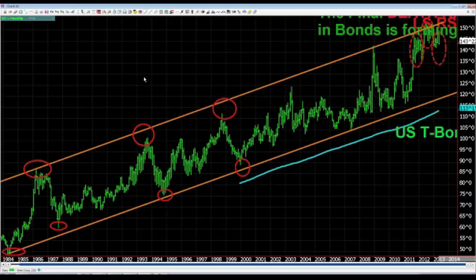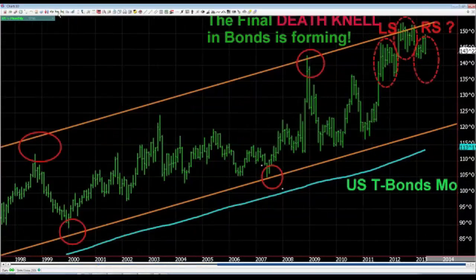Look at this. Every time the bonds go from the bottom of this channel to the top, they turn around and race back down again. This has been happening since 1985. So if we continue to look forward, in 2009 we hit the top. Right before that, in 2008, we hit the bottom. So here we are, present day.